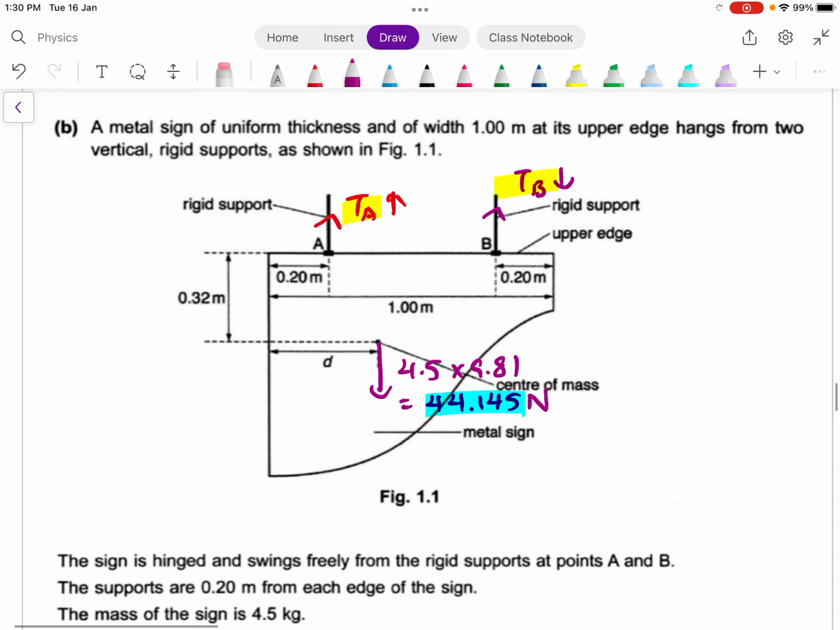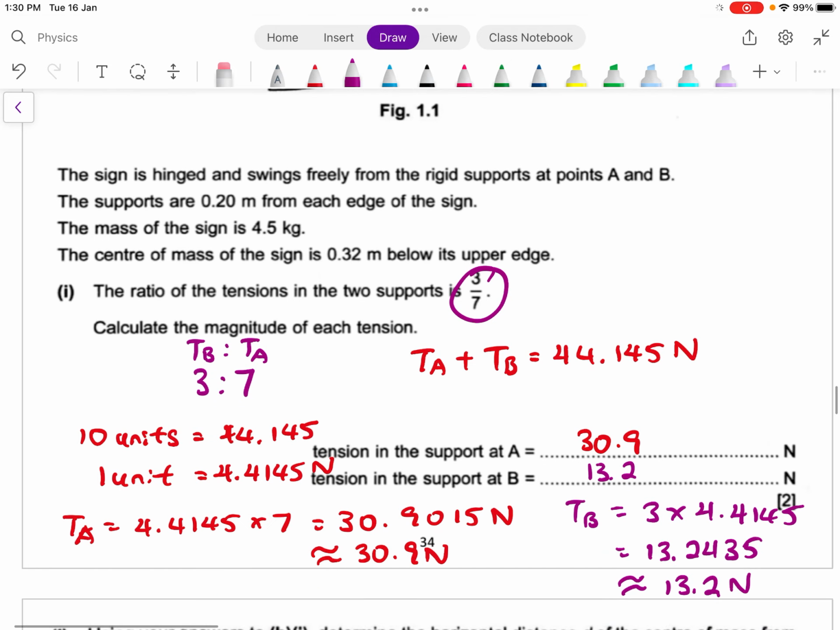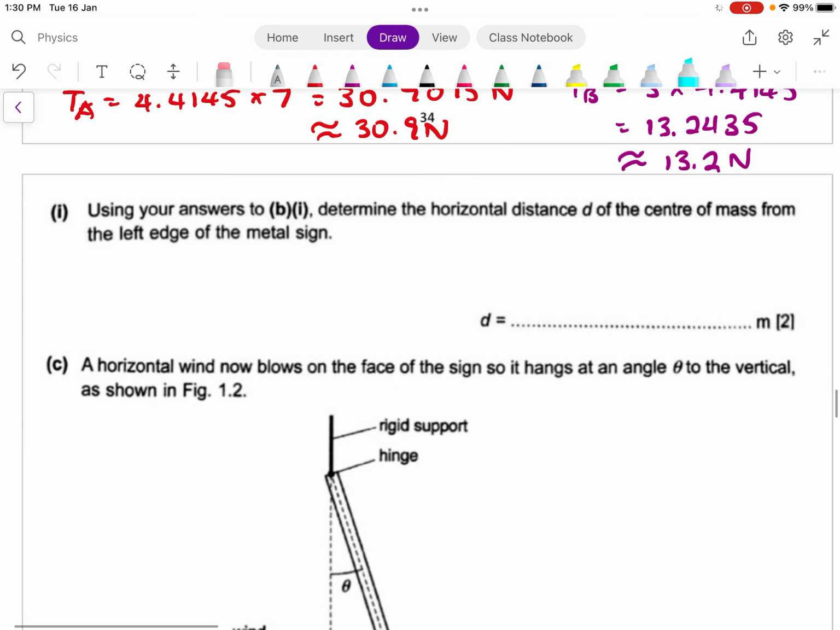For this, I think the difficult part is actually to determine which one has a higher tension. Just think of one thing: if you look at part I, 3/7, not necessarily all the time the top refers to A and the bottom refers to B. Not necessarily. So you must really infer and use a bit of your own discretion. Okay, for part 2, the next part, using your answer in part I, determine the horizontal distance D to the CG from the left edge of the metal sign.